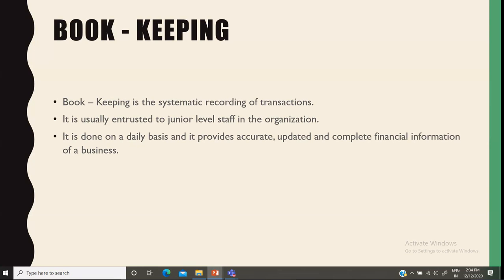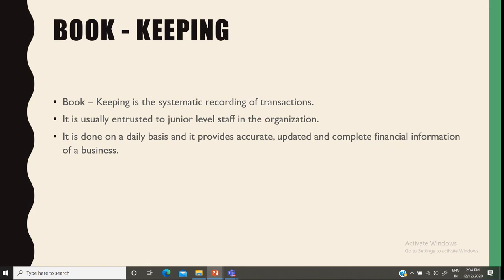Recording all the day-to-day business transactions, and only monetary terms will be expressed in the books of accounts. So bookkeeping is the initial stage where you will be recording the transactions systematically day by day, every transaction. There will be an infinite number of transactions happening in a business daily.